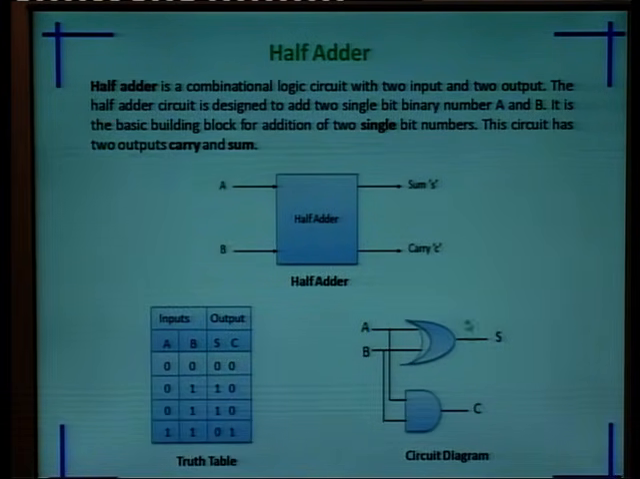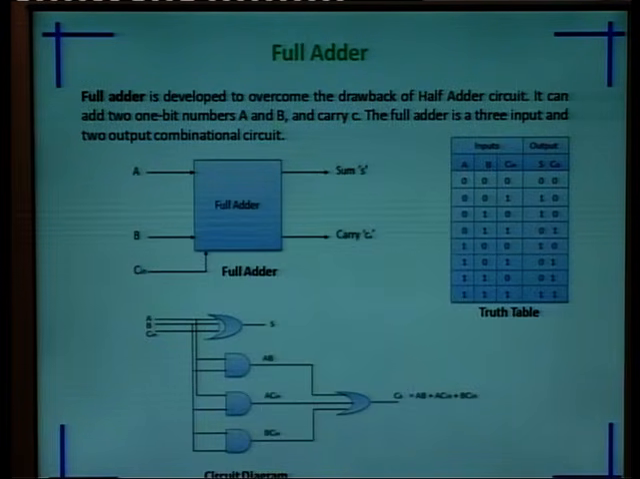Next is the half adder. In the half adder, there are two inputs A and B and two outputs, sum and carry, and this is also called a two single bit number adder. The main limitation of the half adder is that we cannot add the carry, we have to ignore the carry. This is the truth table for the 2 input half adder, and then the circuit diagram for the half adder, and this we have to implement in VHDL. Next is the full adder.